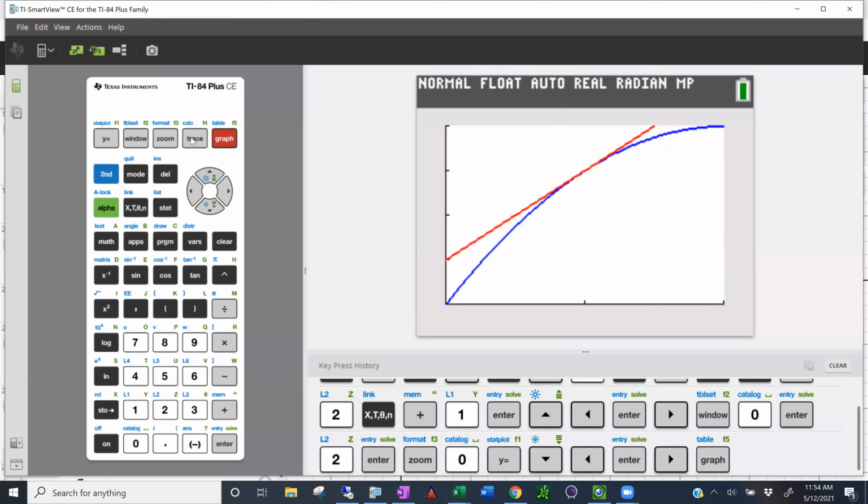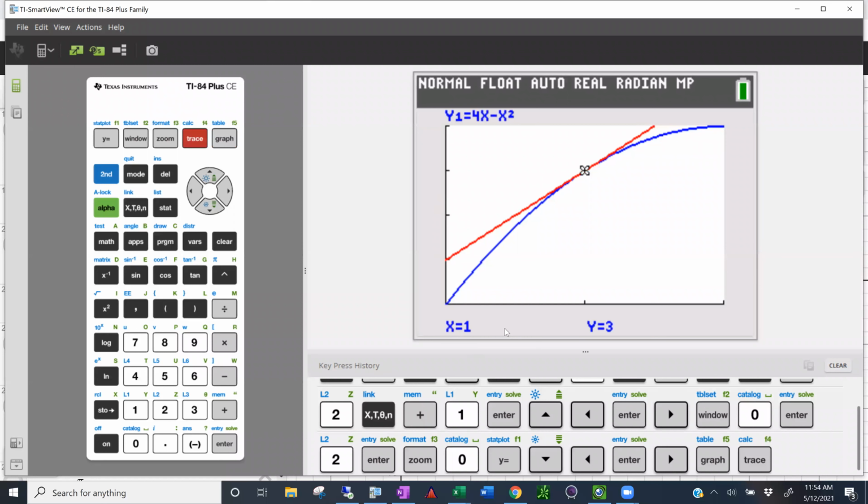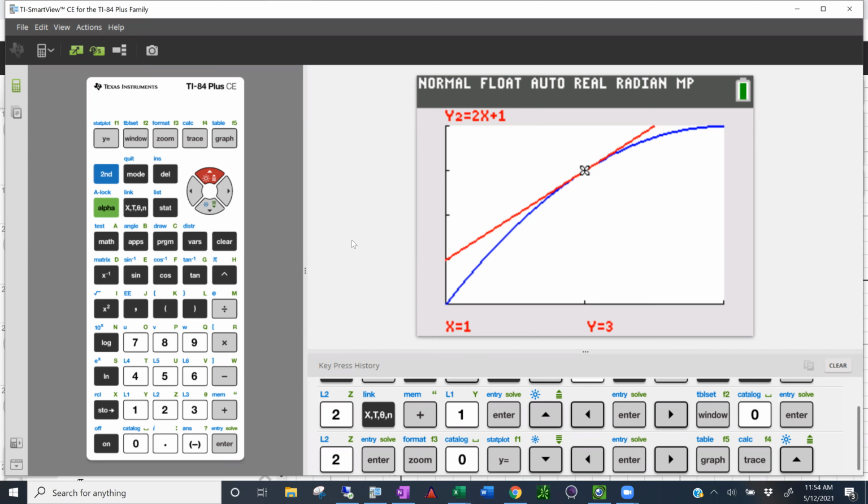If you hit the trace key, you'll find you're at the point (1, 3), which is perfect. And if I hit the up arrow key, instead of being on the blue function, which is my parabola, I'm on the tangent line. And notice that point is on both curves. It should be. The tangent line should touch this graph exactly at one point. Nice. Well done on that one.